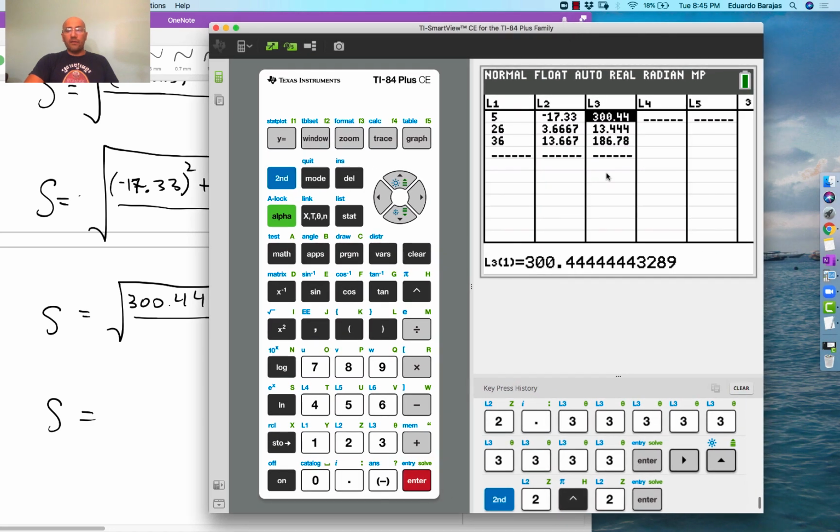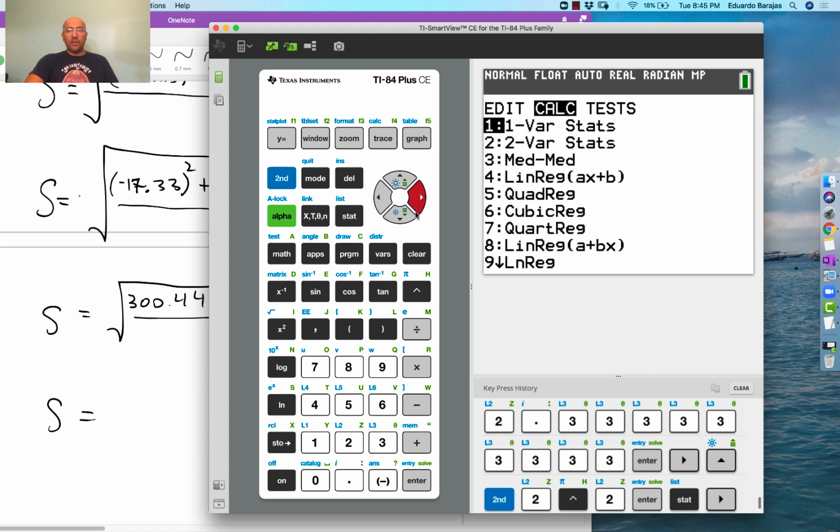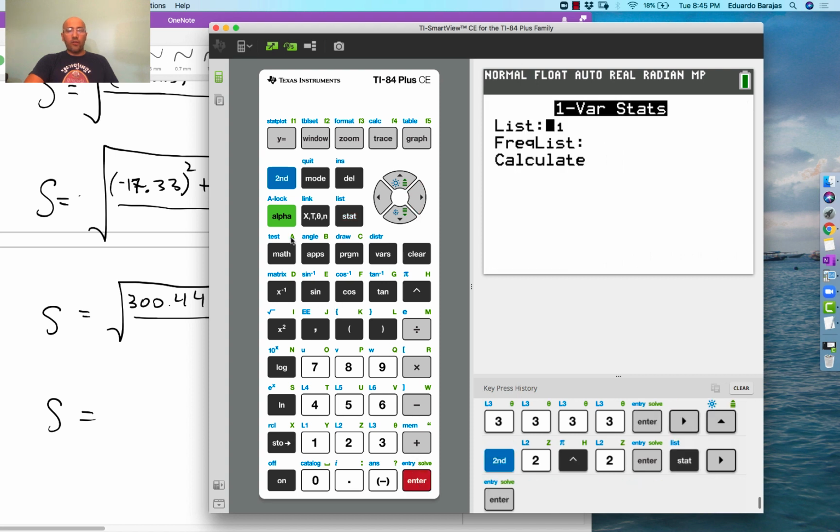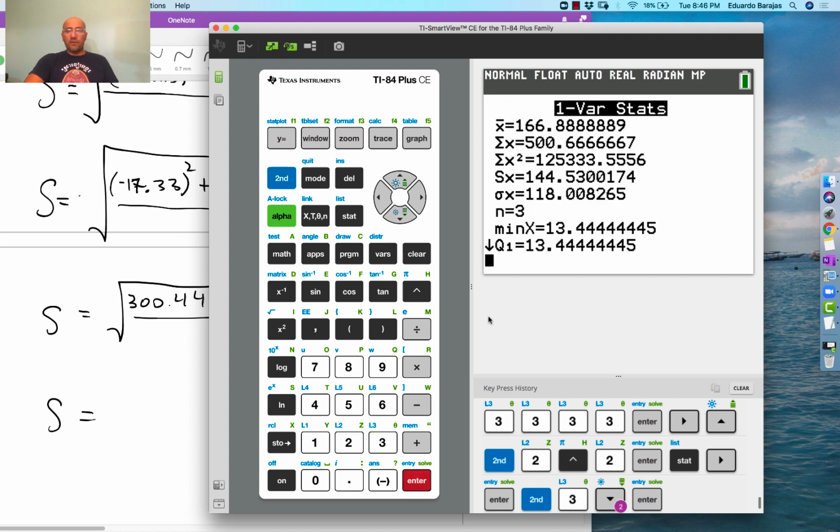I want to find the one variable stats of L3, and the thing I'm looking for is the sum of these values. So stat, calculate, one variable statistic, L3, second shift, L3, down, down, enter. And then it gives me lots of stuff, but remember to focus on the thing I wanted. I wanted the sum of those 3 numbers, and that's what this is. 500.66667. That's the sum of those 3 numbers.